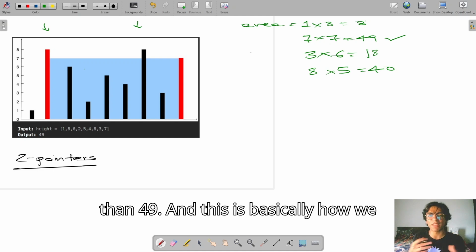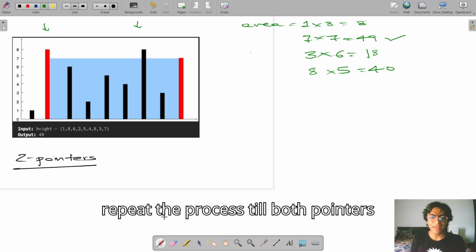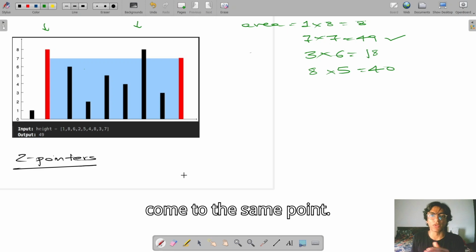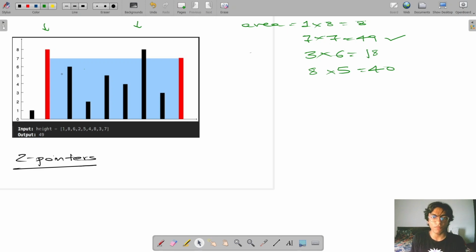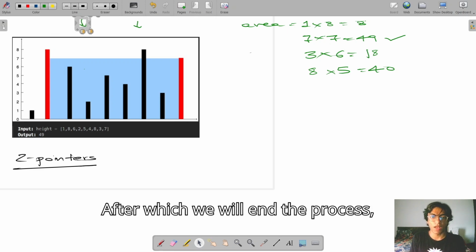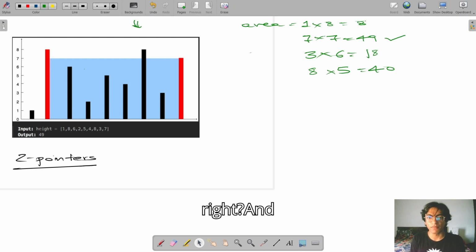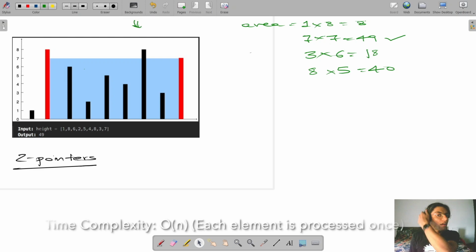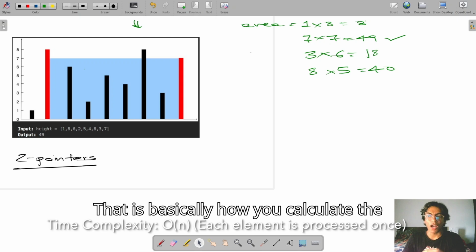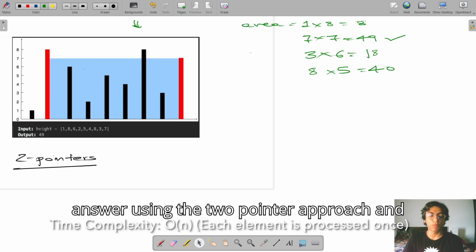And this is basically how we repeat the process till both pointers come to the same point. After which we will end the process, right? And that is basically how you calculate the answer using the two-pointer approach.